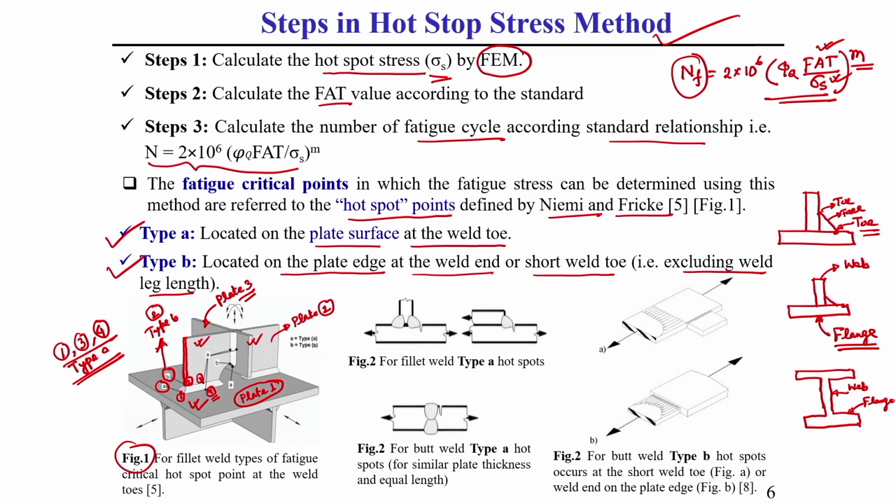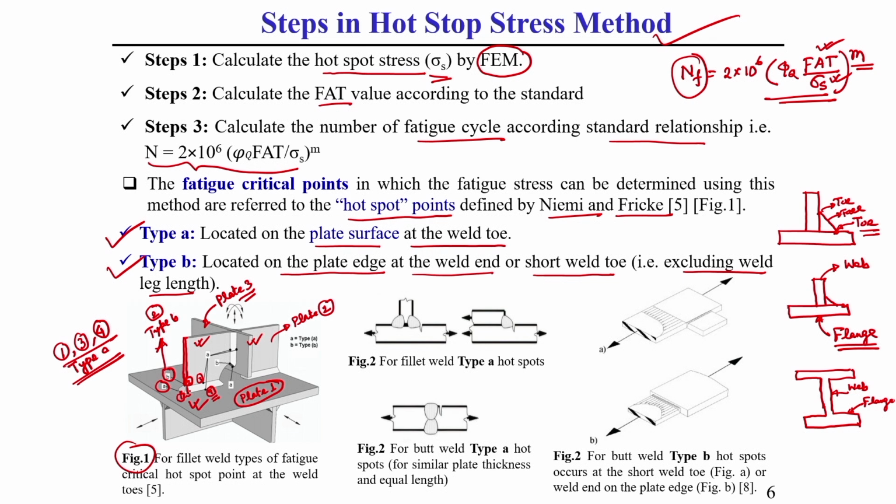Why is it called short weld toe? Because that is also another toe of that fillet. You see why it is called short weld toe, because here it is neglecting this extra length or leg length of the weld. What I am telling, understand? That is why it is generally also called short weld toe location, or you can say it is located at the edge of the plate.